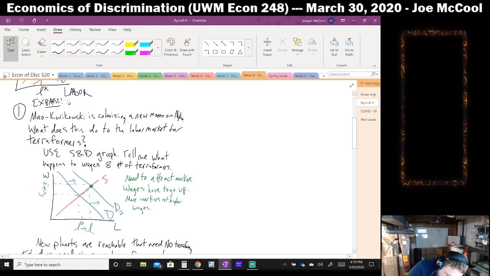Well, we need more terraformers. So what does that mean? That means that at any given wage, we're actually going to need more terraformers, right? Because suddenly the market for terraformers, we need more of them. Because of that, the demand curve will actually shift over. So we need to attract workers, and intuitively what happens is these wages will go up, and the amount of labor, the number of hours worked also goes up.